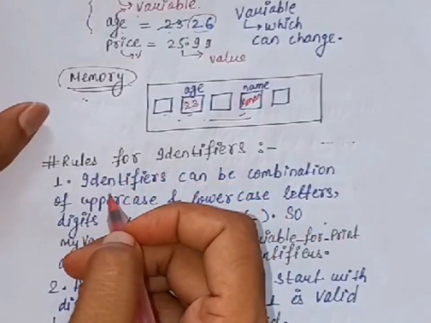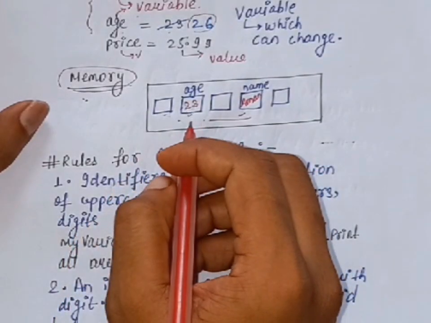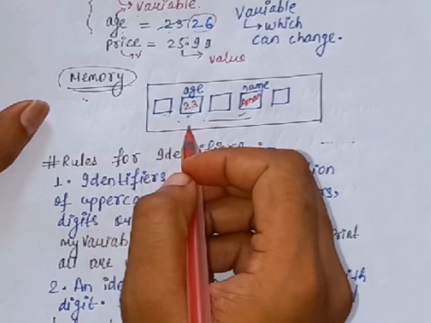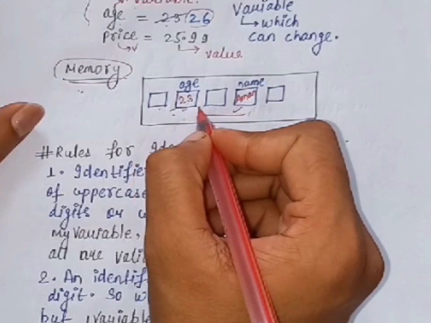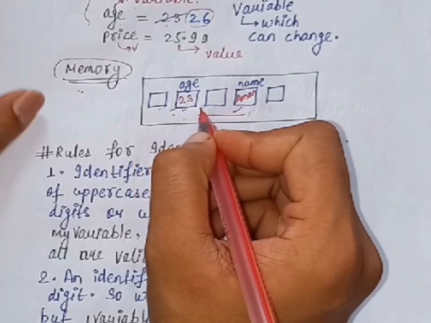Let's cover our next topic, memory. In memory, I had taken two variables, age and name, in which, as you can see here, age and name both take some space in the memory location.